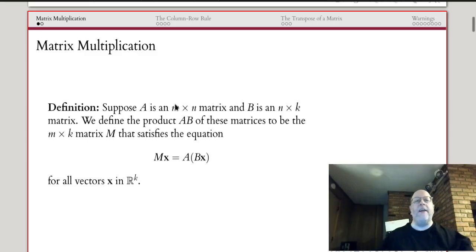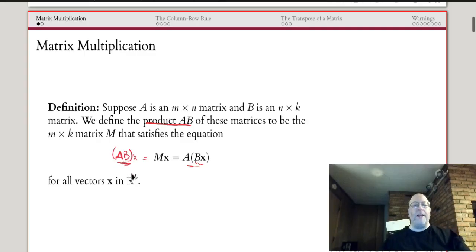We're going to define, for matrices A and B, what we mean by the product of these matrices. What we want is that if we multiply B times a vector, this is going to give us an answer. And then if we multiply A times that answer, we want that to be the same thing as if we multiply the product AB times X. We want these to be the same thing. So if we do the vectors, matrices B and A one at a time, that's the same thing as doing the combined matrix.